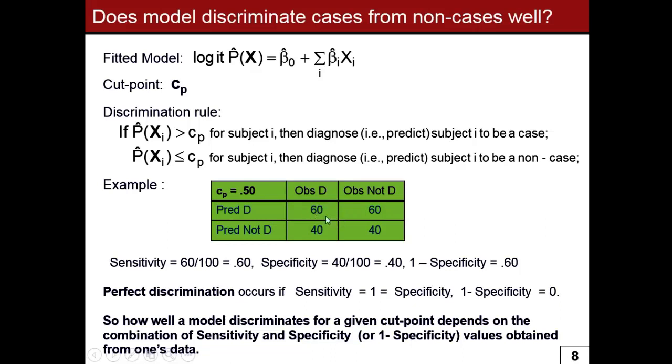This would indicate that 60 people were predicted as a case based on having a probability above 0.5. And by the way, they were also actually cases. But we missed 40 cases. These are 40 people that had a low probability. They were predicted to not be diseased, and we missed them, and they were actually cases. And so that would be sensitivity 0.6, because it's 60 over 100, so not very good. We missed a lot of cases with this decision rule. Okay, so that was not good.